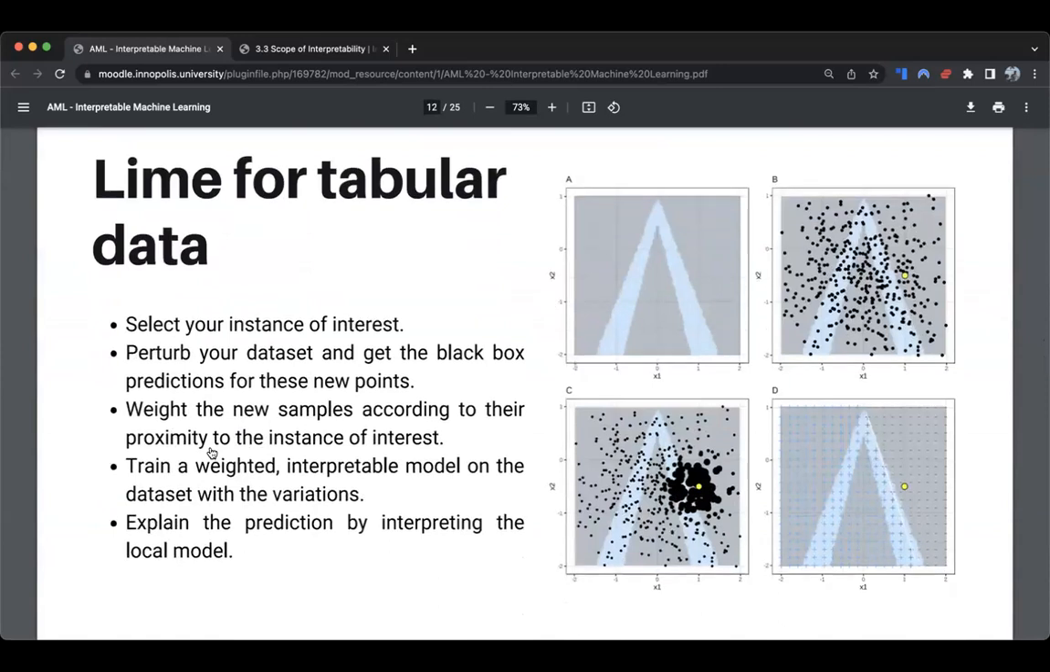Here are the steps for performing the LIME algorithm for any tabular model, any model that is trained on a tabular data set. First, you have to select the instance of interest, right? So here, for example, this is the instance of interest, the yellow one.